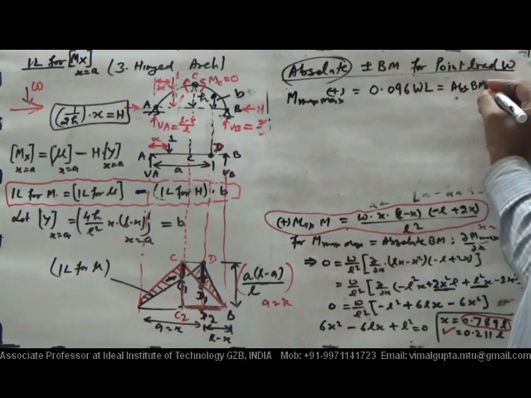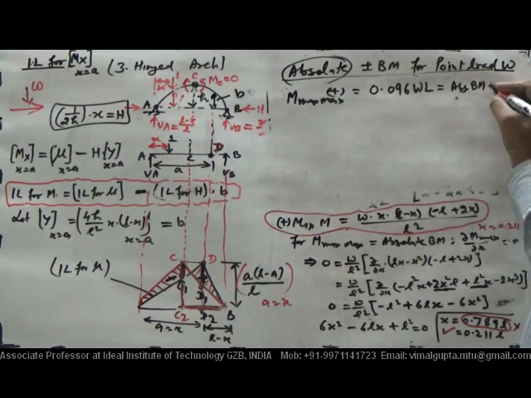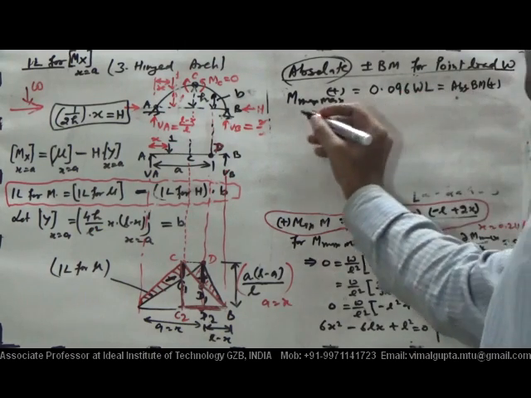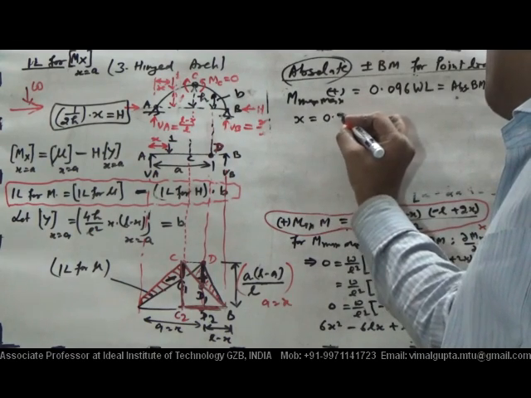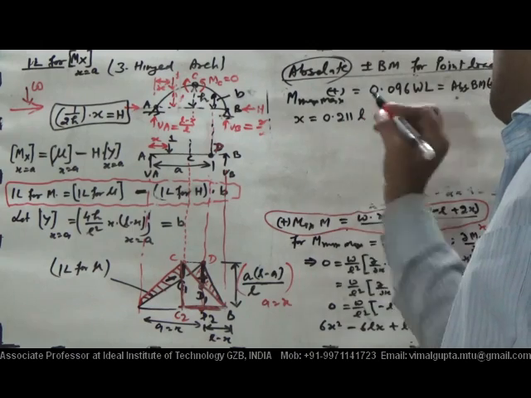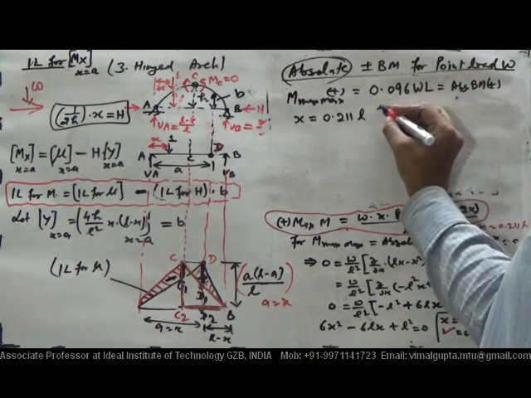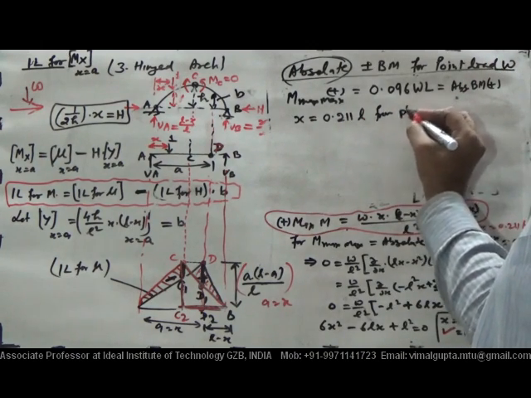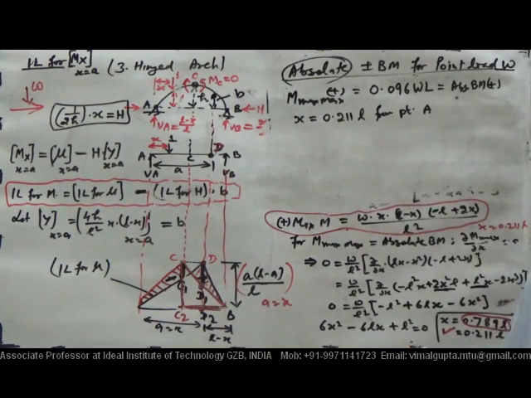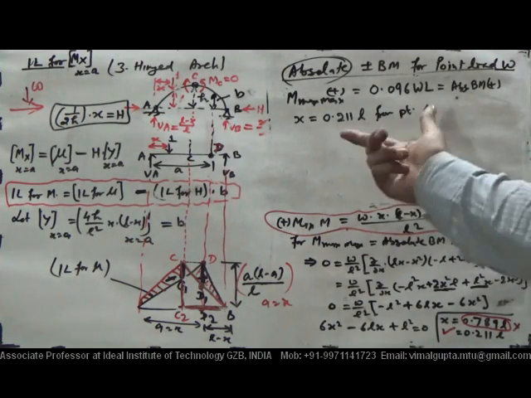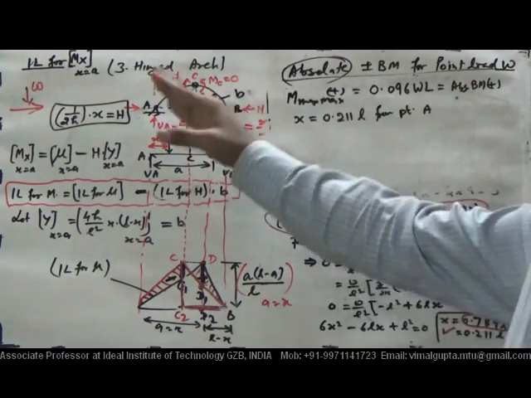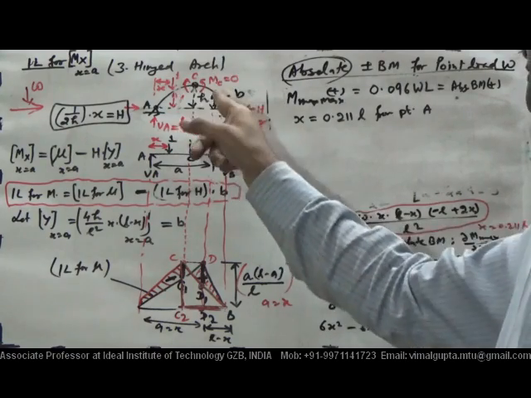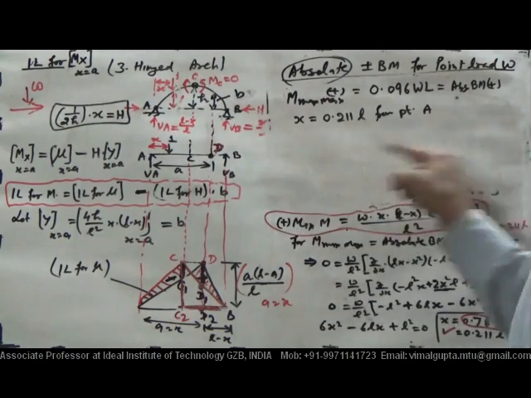Absolute bending moment, and positive. And where will that bending moment occur? It will occur at x equal to 0.211 L from point A. Okay, point A is this. The same type of thing will also occur if the point load is moving from this side, means from B. If it is at x, then we will get the same result.